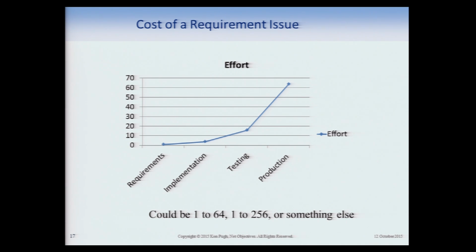These numbers may vary in your situation. 1 to 64, some people have reported 1 to 256. If we can find the requirement misunderstanding at requirement time, that's a 1. Wait to implementation time, it goes up to a 4. Testing, 16. And if you have to worry about it in production, it's a 64.